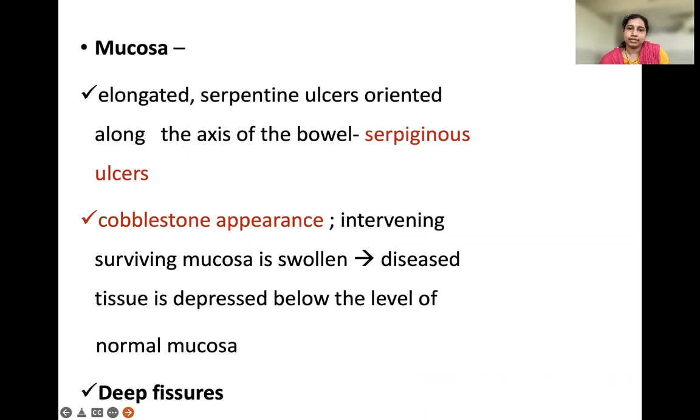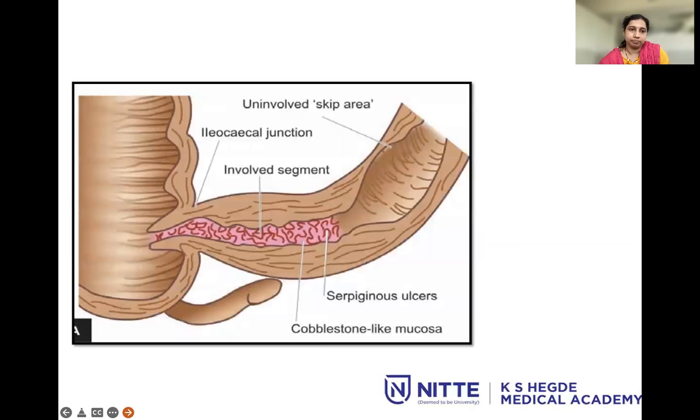In the mucosa, you can see various kinds of lesions. The most important ones are elongated serpentine ulcers, which are oriented along the long axis of the bowel, called serpiginous ulcers. Then there is intervening surviving mucosa, which is swollen, and there is diseased mucosa, which is depressed below the edematous normal mucosa. This will lead to the appearance called cobblestone appearance. You can also see deep fissures.